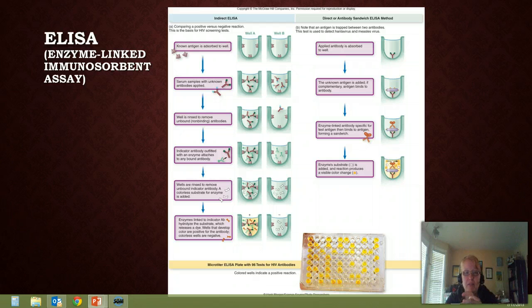And so this allows us, once again, it's kind of like the agglutination, to see that we can either do this in a series of dilutions to get a titer, or we can just do it at a set number to give us a yes or no answer.